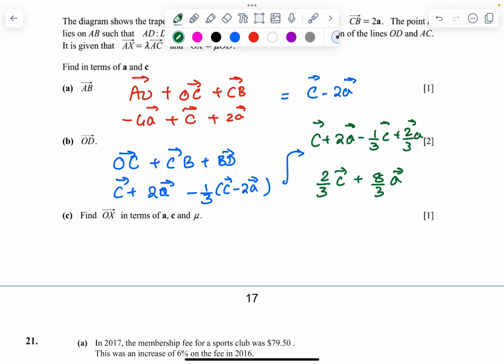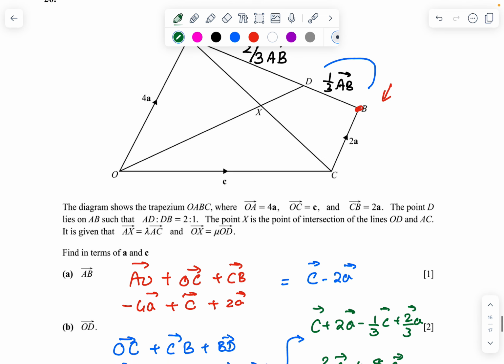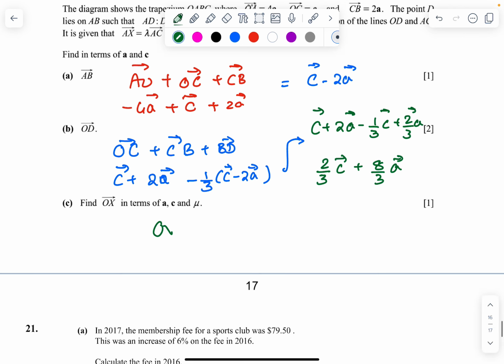OX in terms of lambda, AC and mu. OX, now what is it telling? OX is mu times of OD. OX equals mu times of OD. OD, just now we got as 2 by 3C plus 8 by 3A. That's going to be the answer.